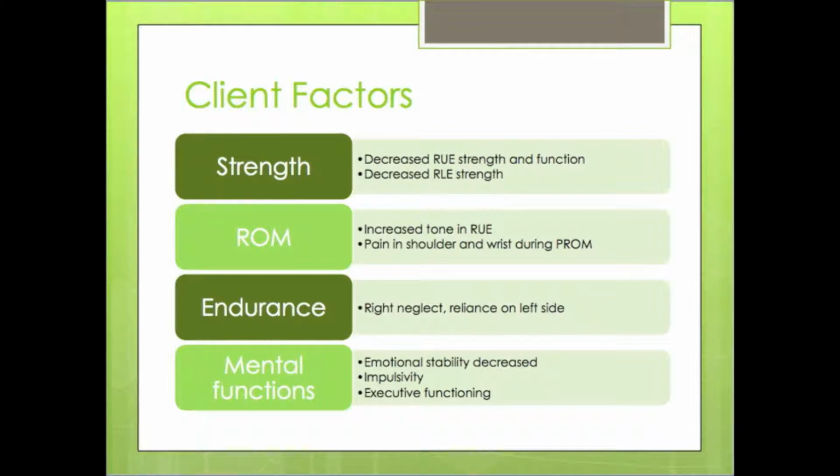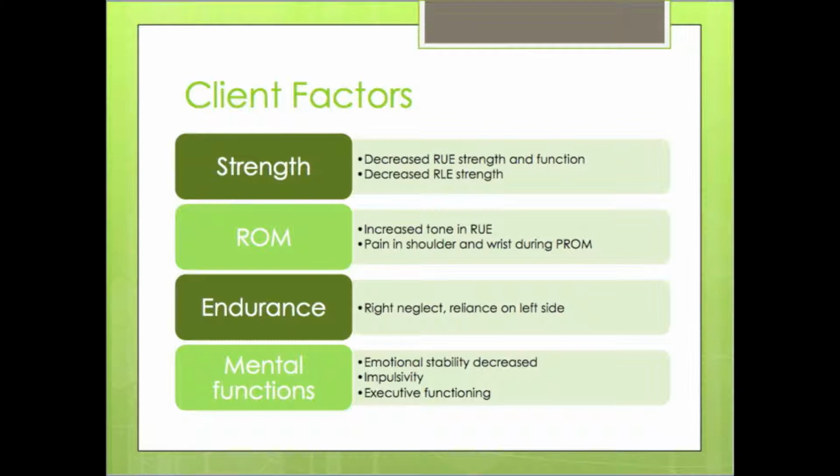Some of the client factors that are causing client J problems include her strength, her range of motion, her endurance, and her mental functions. Due to her motor vehicle accident and TBI, she currently presents with decreased strength and function in her right upper extremity and decreased strength in her right lower extremity. She is experiencing increased tone throughout her right upper extremity, thereby limiting her range of motion. She experiences pain in her shoulder and wrist with passive range of motion.